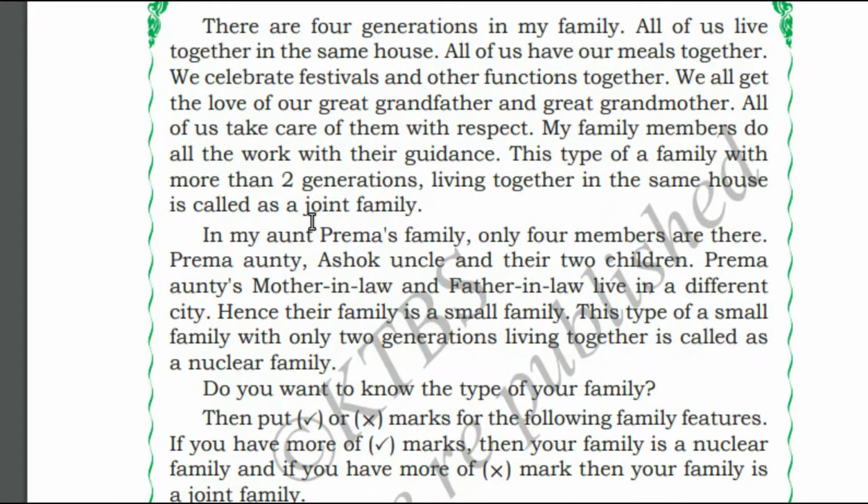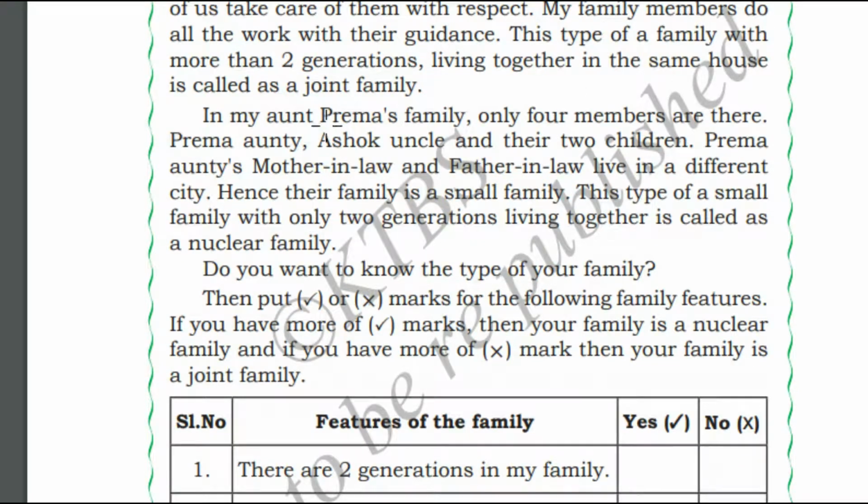There is one more type of family. In Prema's family, there are only 4 members, that is Prema, Ashok and their 2 children. Prema's mother-in-law and father-in-law, this means Ashok's father and mother, live in a different city. This is a small family. This type of small family where only 2 generations live together is called a nuclear family.